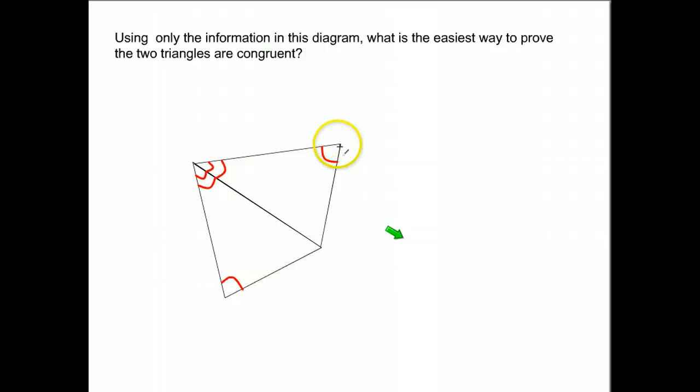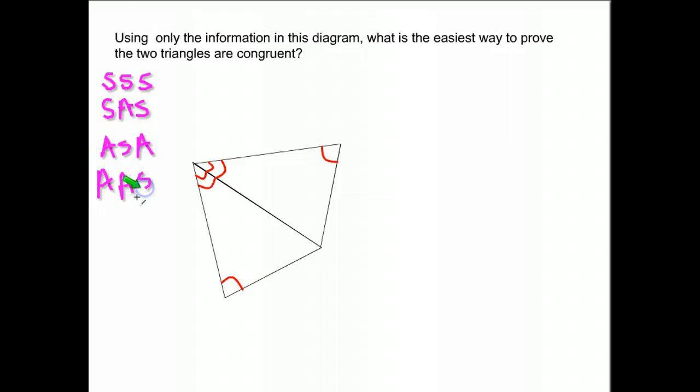Using only the information in the diagram, what's the easiest way to prove these two triangles are congruent? Once again, our options for proving triangles are congruent are four options: SSS, SAS, ASA, and AAS. Looking at this using only the information here, I can mark this side as congruent because it is shared between the two triangles. So I have for each triangle an angle, a side, an angle, and a side.